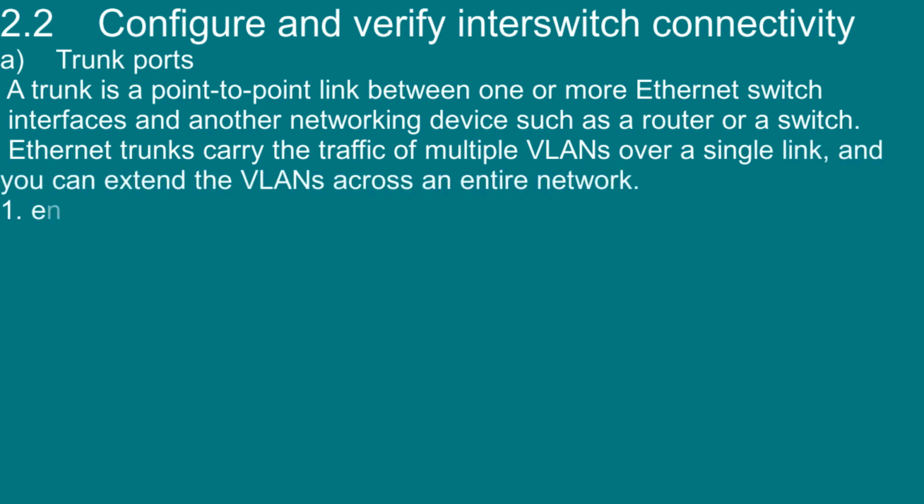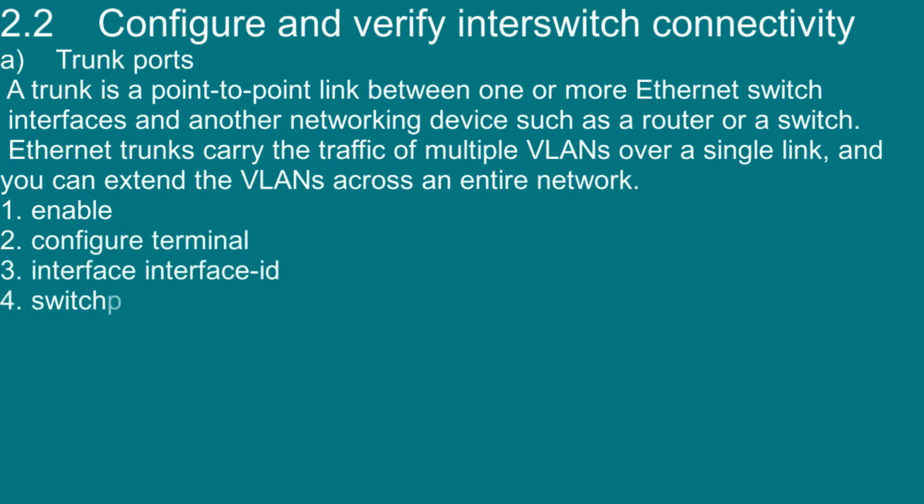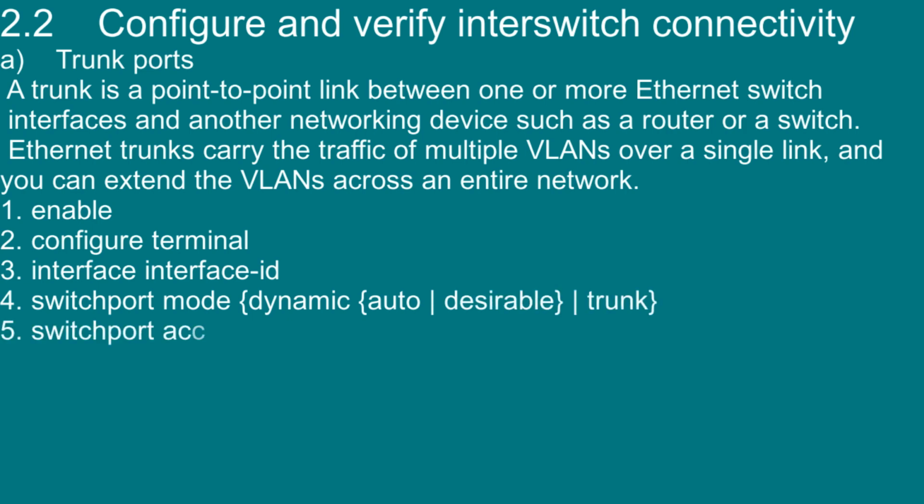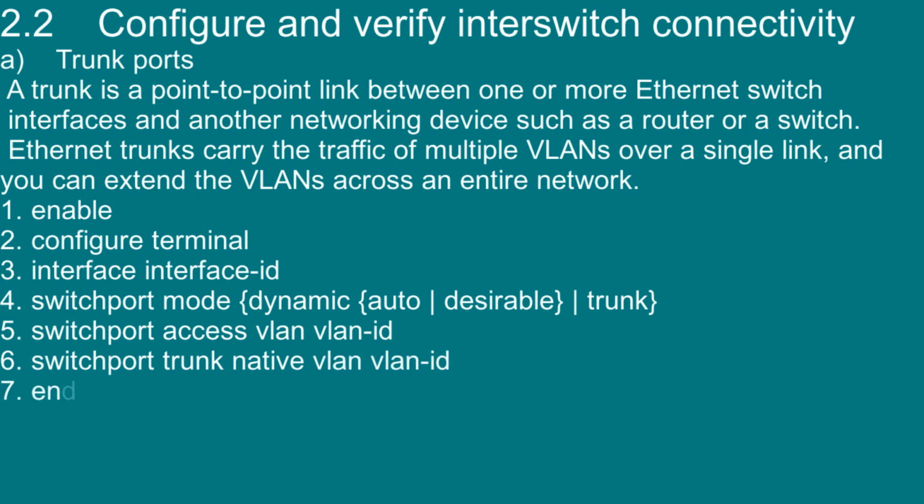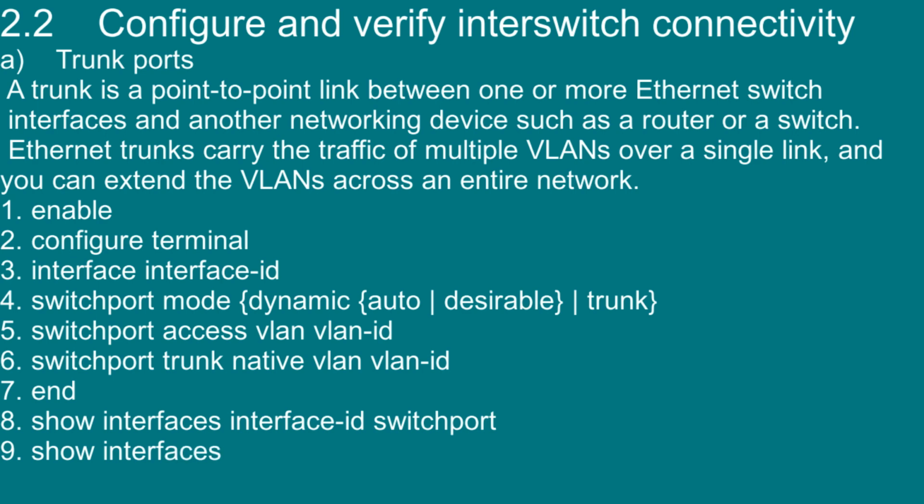1. Enable. 2. Configure terminal. 3. Interface. 4. Switchport mode dynamic auto, desirable, trunk. 5. Switchport access VLAN VLANID. 6. Switchport trunk native VLAN VLANID. 7. and 8. Show interfaces switchport. 9. Show interfaces trunk. 10. Copy running-config startup-config.